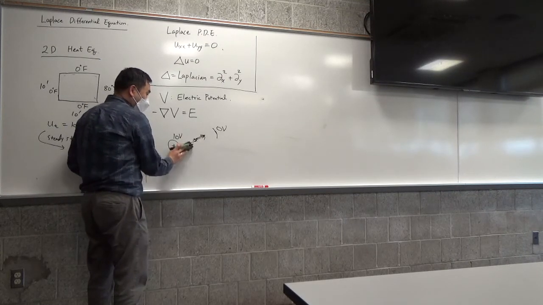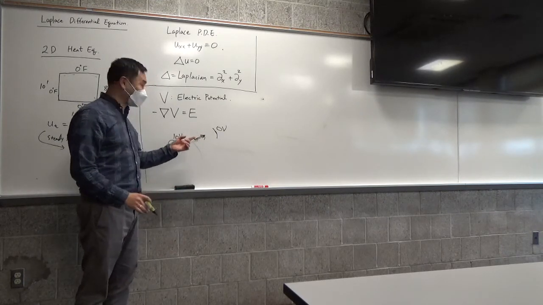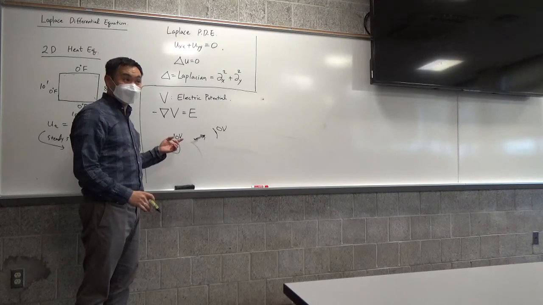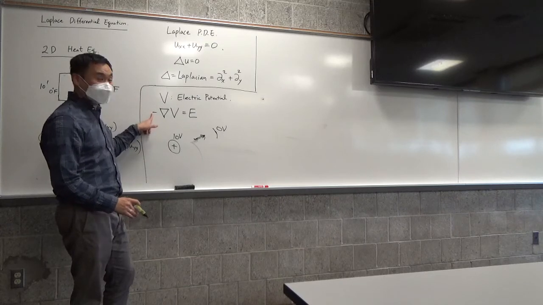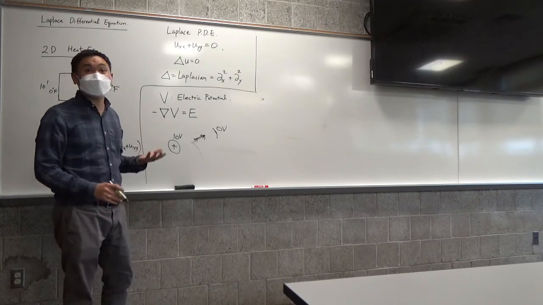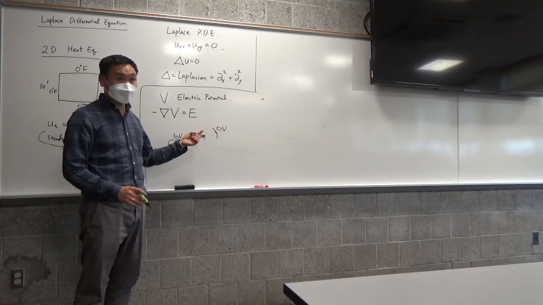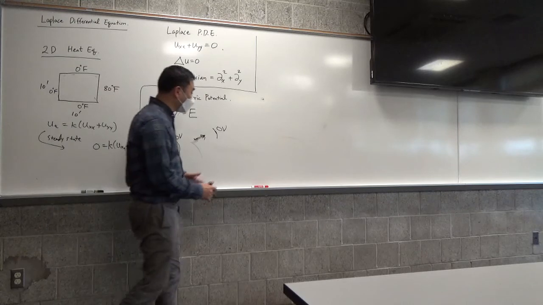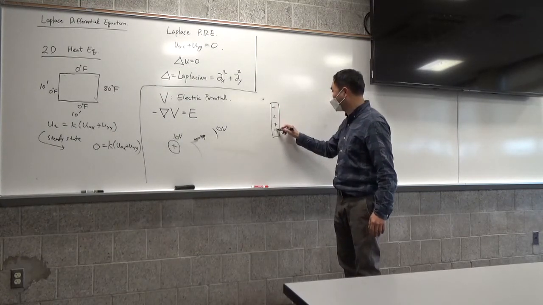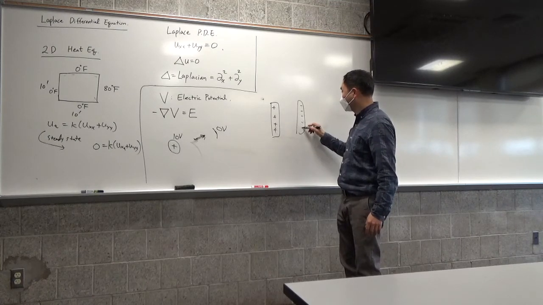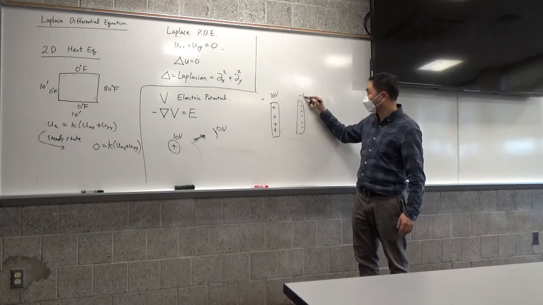Yes. So the electric field gives you the fastest decreasing direction of the electric potential. And that's why you have a minus, because you know the gradient points in the fastest increasing direction. You put a minus, then it gives you the fastest decreasing direction. Okay, so you can have a bunch of other kinds of potentials. You might have a plate here and here. Then this could be plus 10 volts and negative 10 volts.